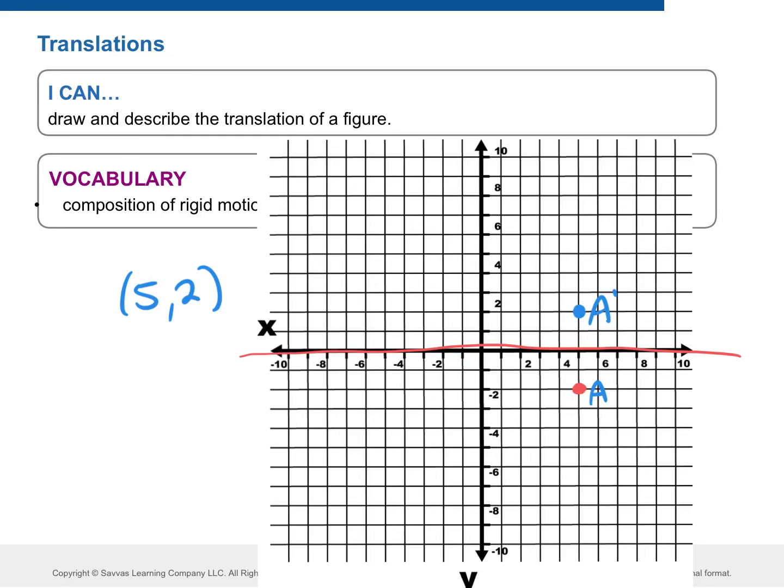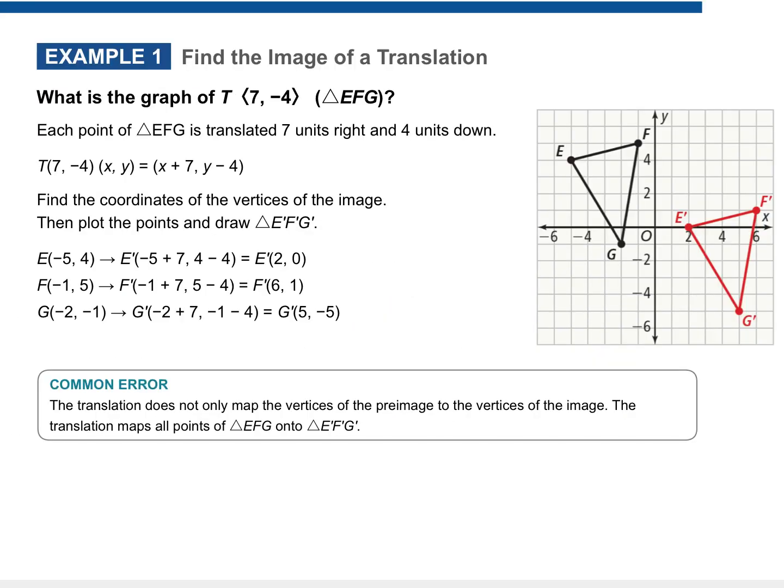All right, today we're talking about translation, section 3.2. We're going to jump right into an example here. So on your graph paper, we're going to graph this triangle here. I'm going to give you the coordinates here. So E is negative 5, 4. F is negative 1, 5.